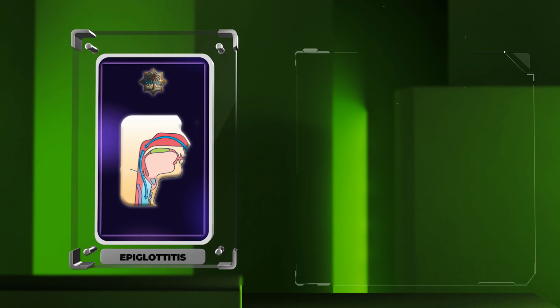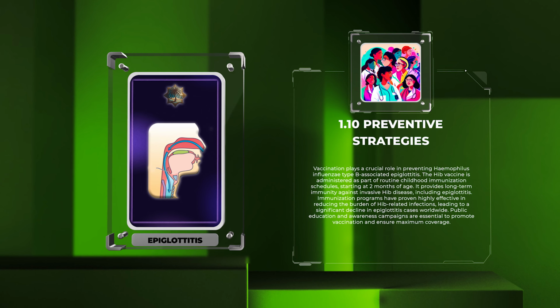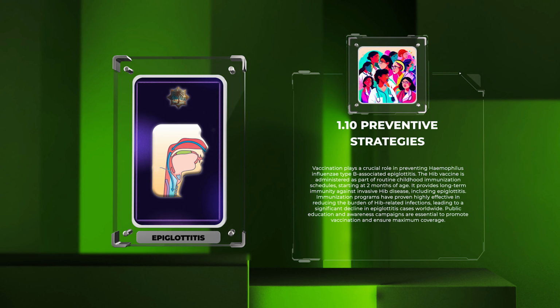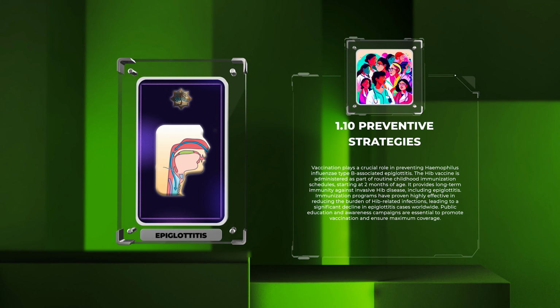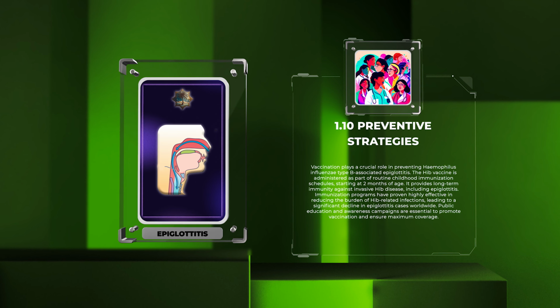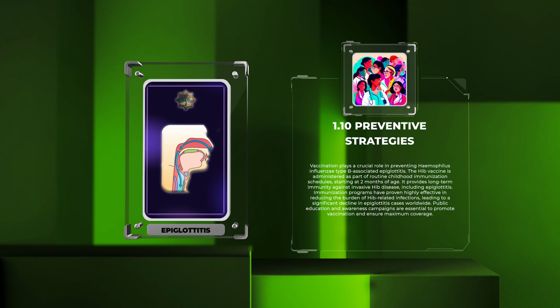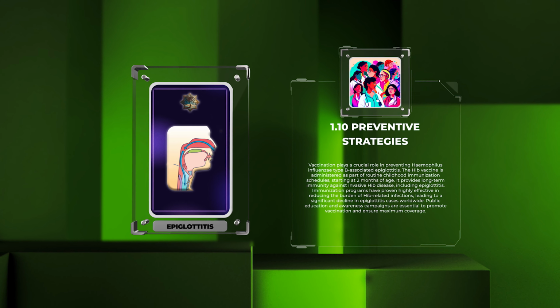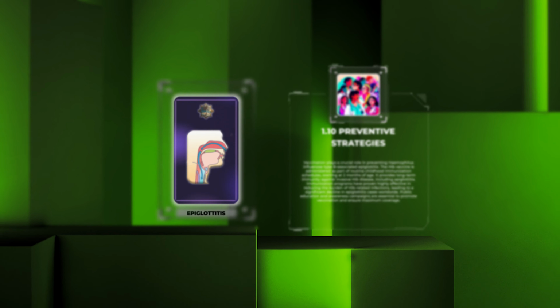Vaccination plays a crucial role in preventing Haemophilus influenzae type B-associated epiglottitis. The Hib vaccine is administered as part of routine childhood immunization schedules, starting at 2 months of age. It provides long-term immunity against invasive Hib disease, including epiglottitis. Immunization programs have proven highly effective in reducing the burden of Hib-related infections, leading to a significant decline in epiglottitis cases worldwide. Public education and awareness campaigns are essential to promote vaccination and ensure maximum coverage.